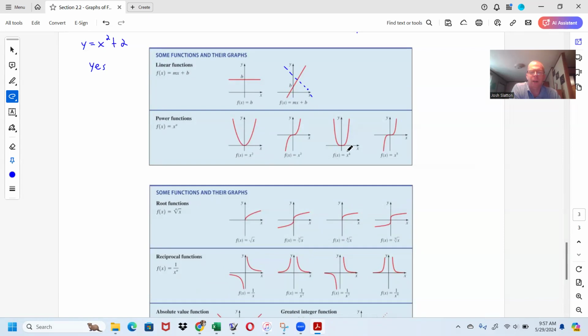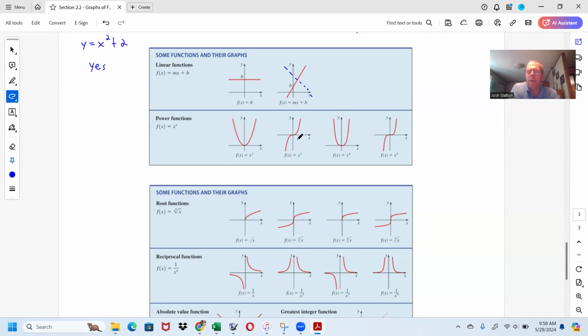And as long as that exponent is even, it's going to have this basic shape. And then the higher the exponent is, the flatter this will be. So if you got x to the 10th, for instance, this would still be the same shape, but it'd probably be skinnier up here, and then it'd be flatter down here.